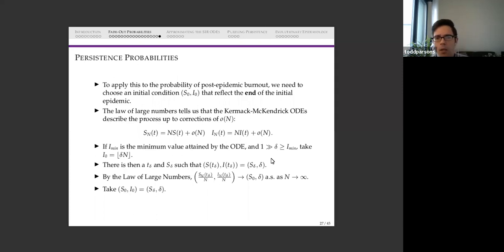What I'm going to do is find the time and the value of the number of susceptibles where I have some fraction delta N remaining infected, where delta is small. And I'm going to use that as the initial condition in the expression that I showed you on the previous slide to characterize the probability that this branching process does not go extinct before it escapes again to have a second epidemic.